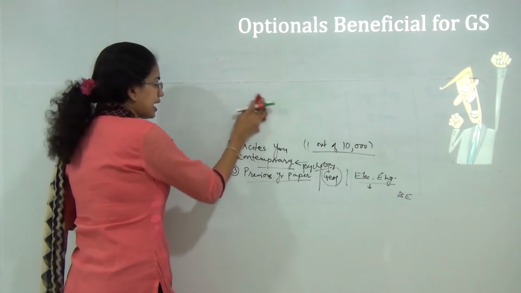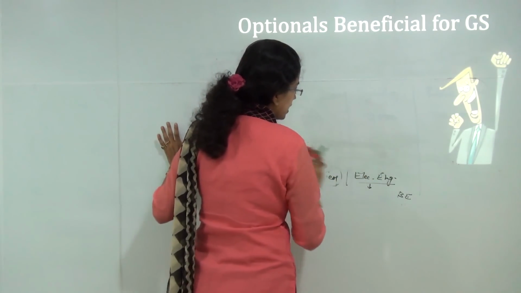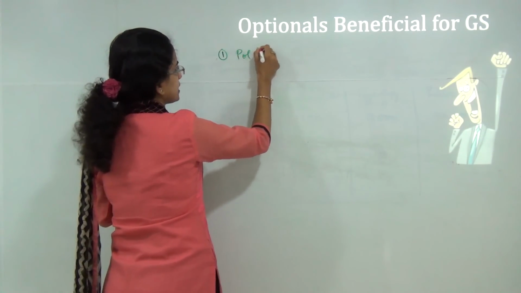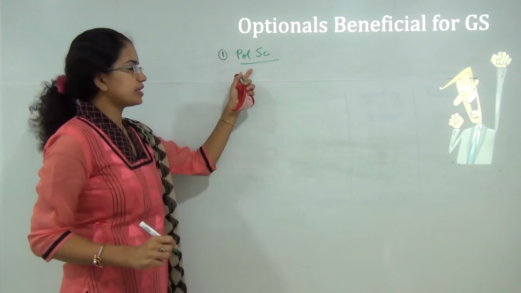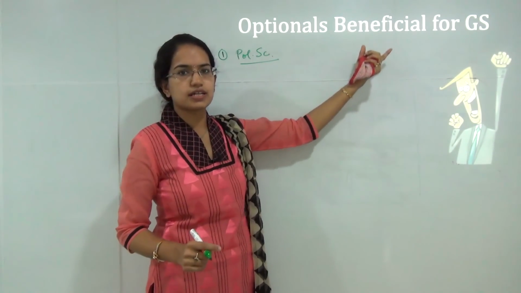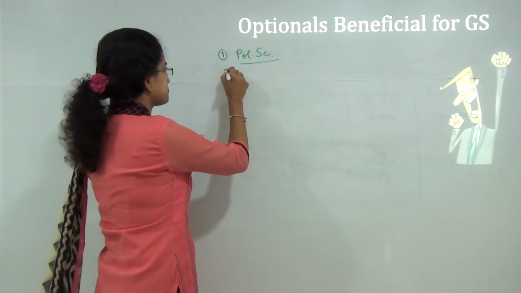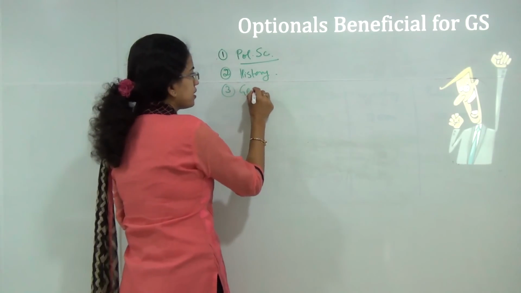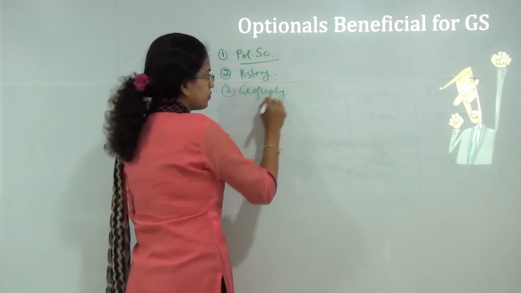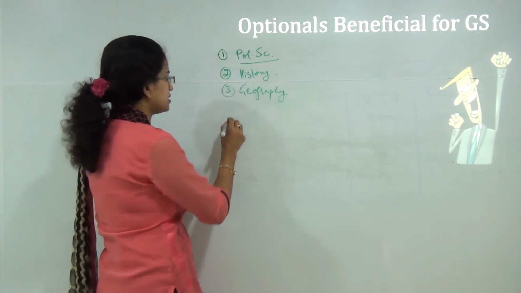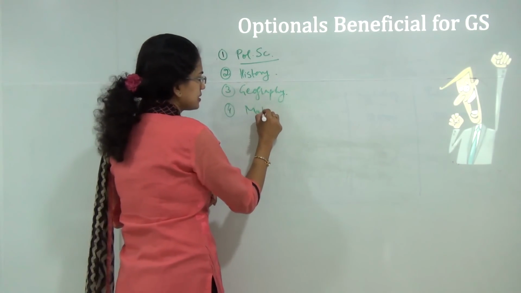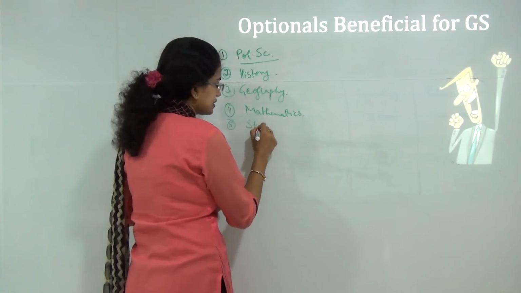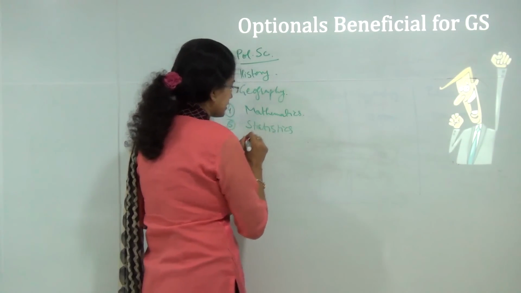Now I can say there are 9 optionals which are beneficial for GS. First is political science. Now if you are opting for political science, you can directly solve the sections related to political science, constitution and international relations. History would help you in the areas of history. Geography would help you to cover the GS for geography and environment, climate change and related issues. Mathematics would help you cover the section on statistics. If you have an optional of statistics, that will help you cover the section on statistics.